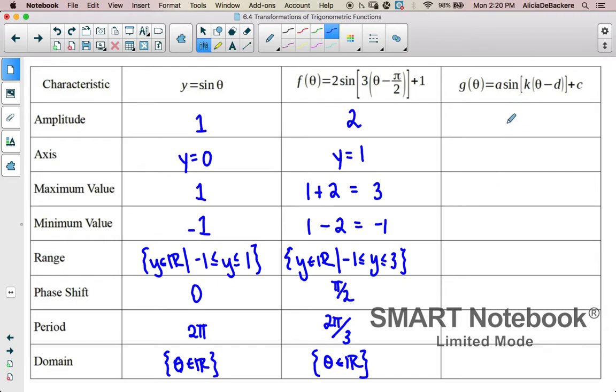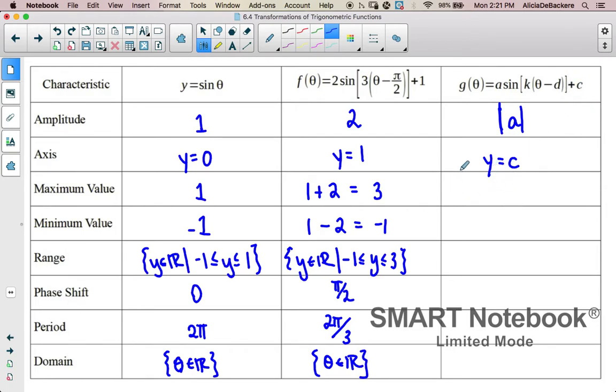All right, so in general, the amplitude of the curve is the A value, the stretch. But again, I don't care if you had a reflection. So we say it's the absolute value of A. We're taking away the negative sign if there is one. The axis of the curve is always y equals the C value. So it's always just the vertical shift.